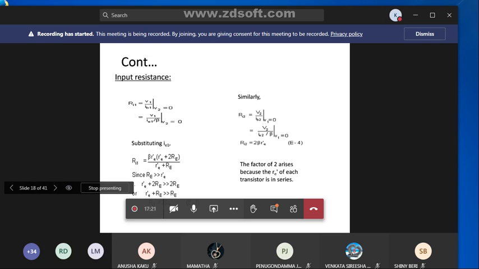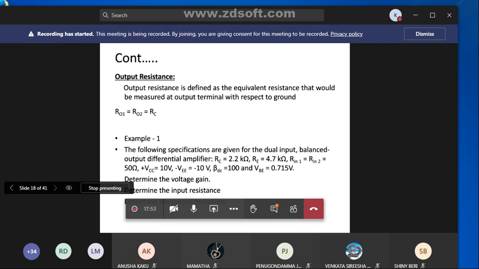Next one is the input resistance. It is the ratio of input voltage to input current. So V1 by IB1 with V2 equal to 0. For this you will get beta RE dash. We are using two emitter resistors, so that's why the input resistance becomes 2 beta RE dash. That is the input resistance.